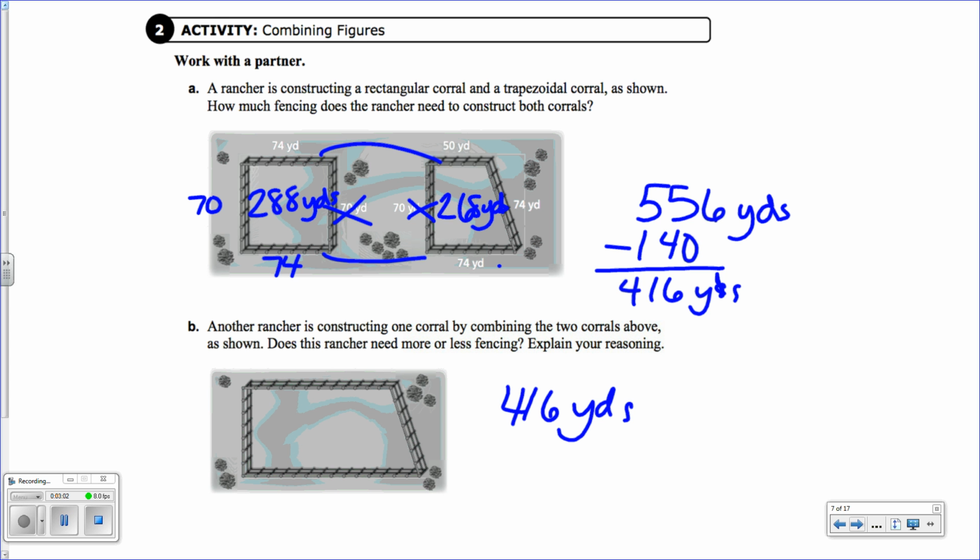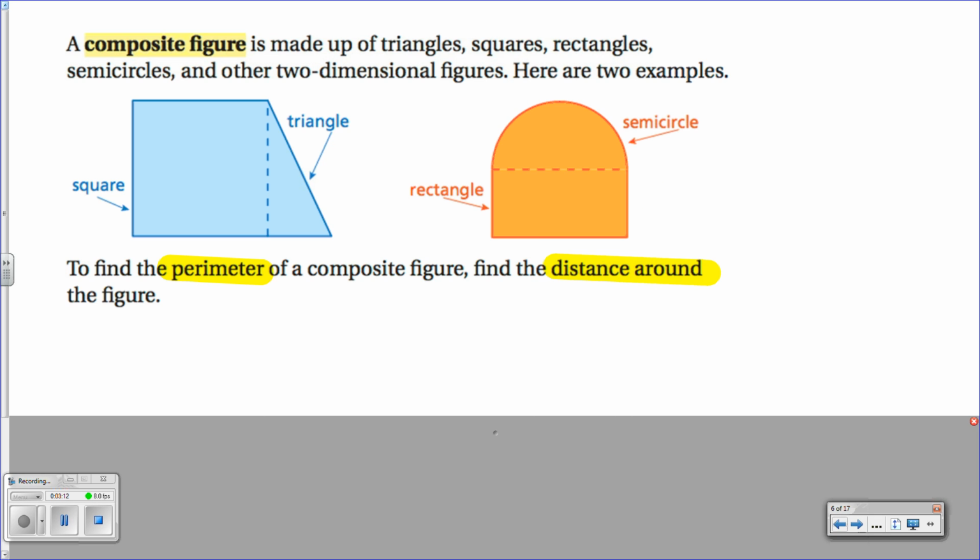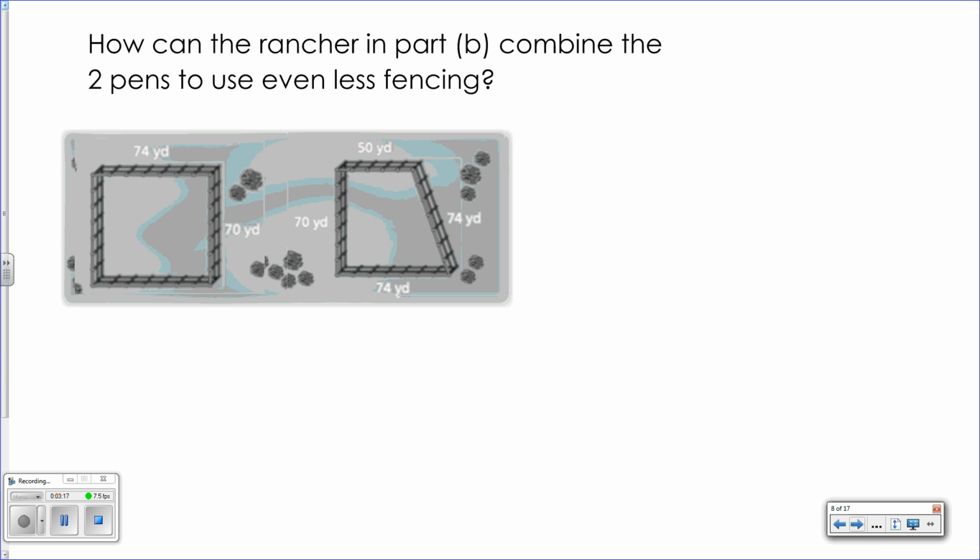So he can save a lot of money. He does not need as much fence. So write down 416 for part B. And then let's look at part C. Part C says, is there any other way that we could combine these two pens and use even less fencing? We combined the 70s before. Think of a different way you might be able to combine it, and write that down and then turn it back on.